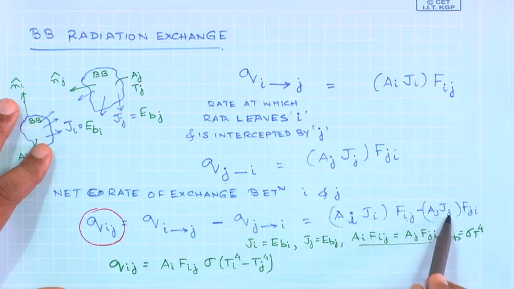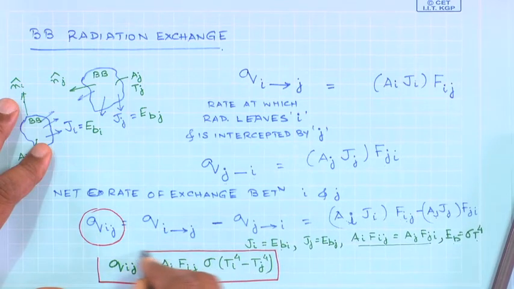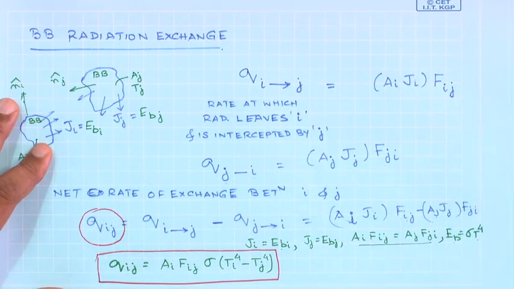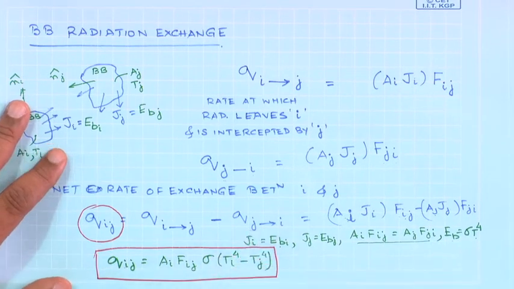Ji and Jj I have taken to be Ebi and Ebj, and I know that Eb is equal to sigma T to the power 4. So, this is a very important relation which tells us what is the net rate at which the surface I is going to receive energy from the net energy exchange between surface I and surface J when both of them are black bodies.